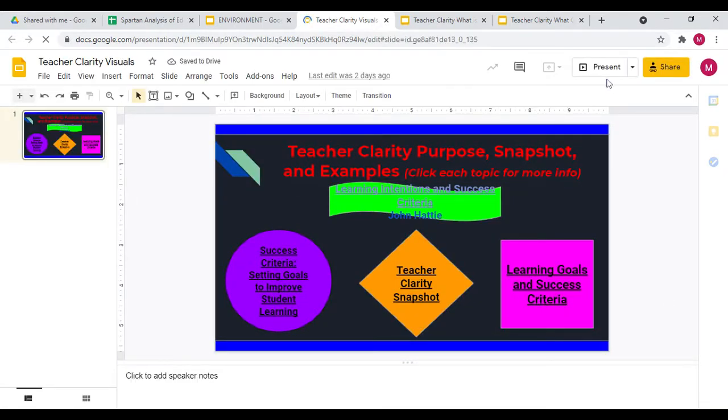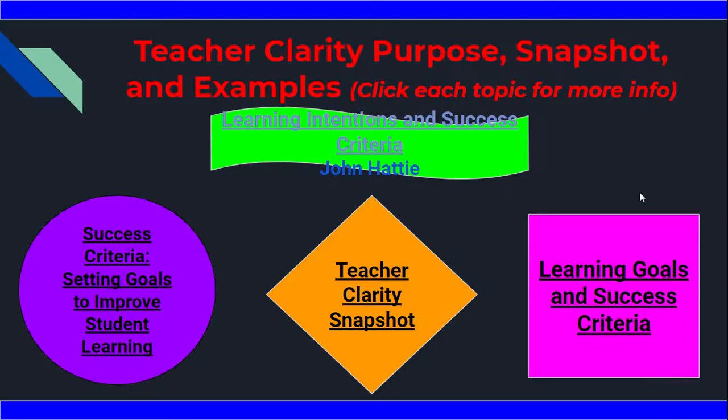So if we click on this slide, we have several different things going on. We have at the top, there's learning intentions and success criteria, which is an interview with our researcher, John Hattie. He has done the basis of the research that we have been using for this professional development. On the left side in the purple circle, we have success criteria, setting goals to improve student learning. And then we also have the pink square, learning goals and success criteria. These are examples of what this looks like in the classroom, how to implement this in different ways within the classroom. And in the middle, we have teacher clarity snapshot.